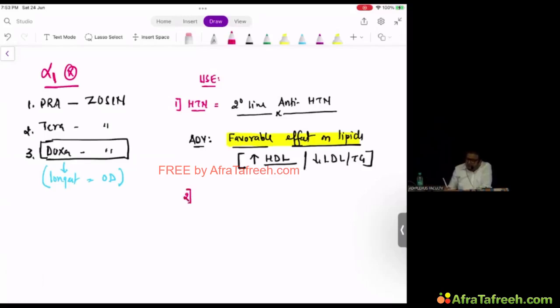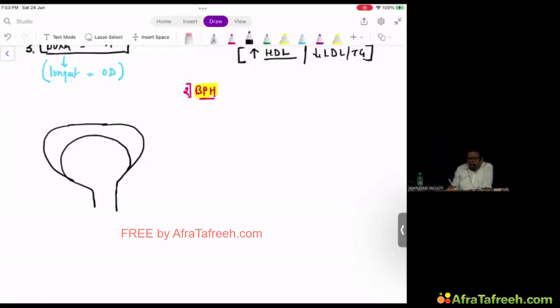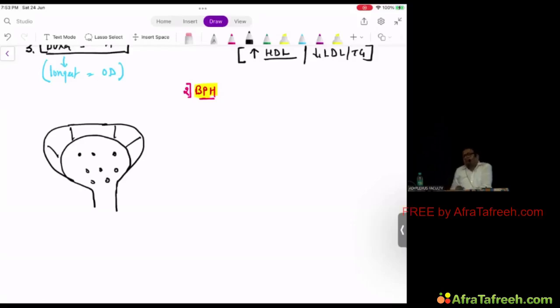The second use is what makes them useful or more interesting. They are used in BPH. Very, very important disease, BPH. Try to understand BPH. So let's take this example or diagram. This is the bladder formed by the detrusor muscle. The bladder is filled with urine. The normal prostate is this. This is the normal prostate.